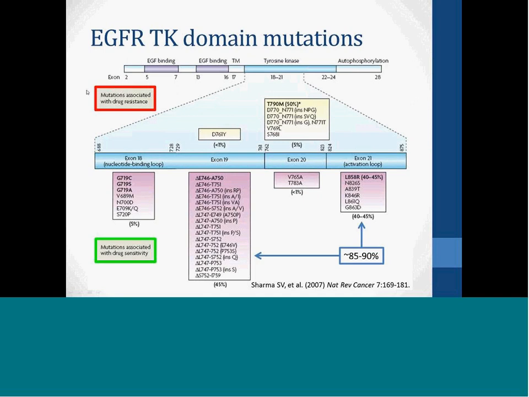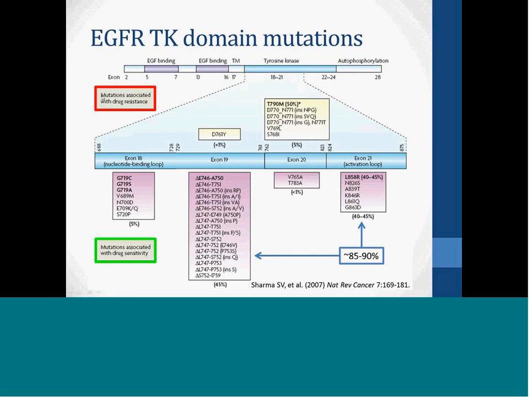Now, mutations may be associated either with resistance to the drugs or with sensitivity. Of mutations that are associated with sensitivity to tyrosine kinase inhibitors, most frequent would be small deletions within exon 19 and a point mutation resulting in a substitution L858R within exon 21. And these two categories of mutations together would account for approximately 90% of activating mutations. There are also a number of other less frequent activating mutations in exon 19, and rare ones also in exon 20.